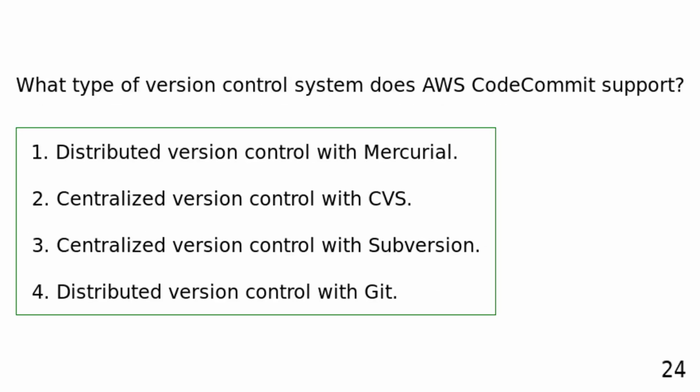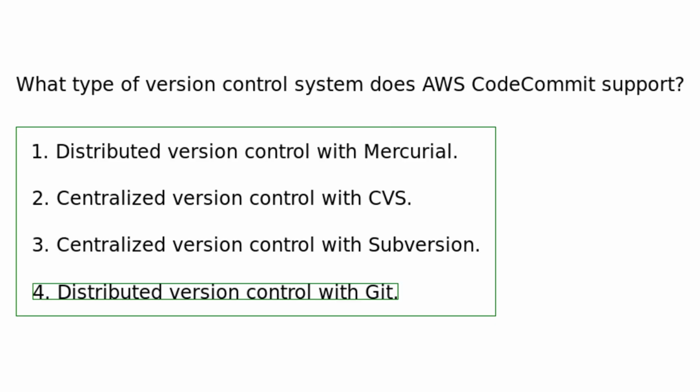What type of version control system does AWS CodeCommit support? Distributed version control with Mercurial. Centralized version control with CVS. Centralized version control with Subversion. Distributed version control with Git. AWS CodeCommit supports distributed version control using Git.